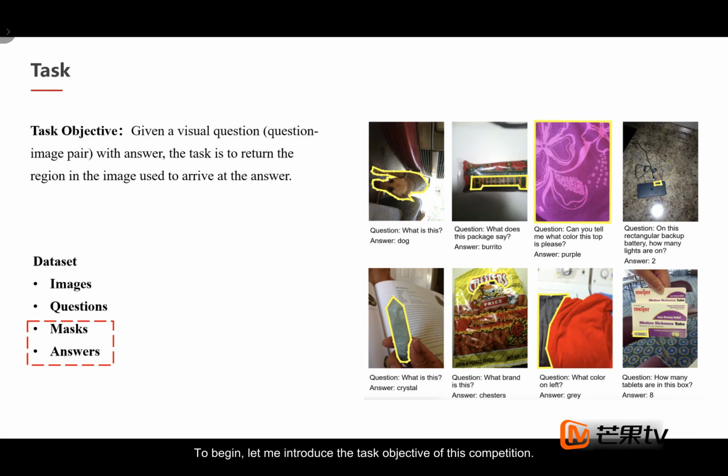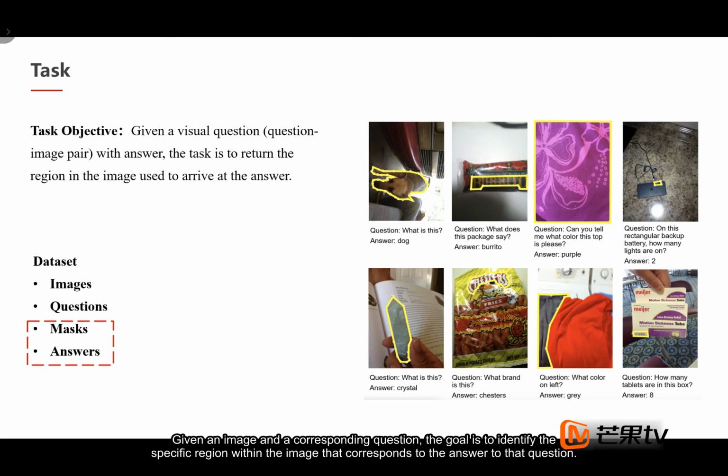To begin, let me introduce the task objective of this competition. Given an image and a corresponding question, the goal is to identify the specific region within the image that corresponds to the answer to that question. This task combines image segmentation with visual question answering, VQA.